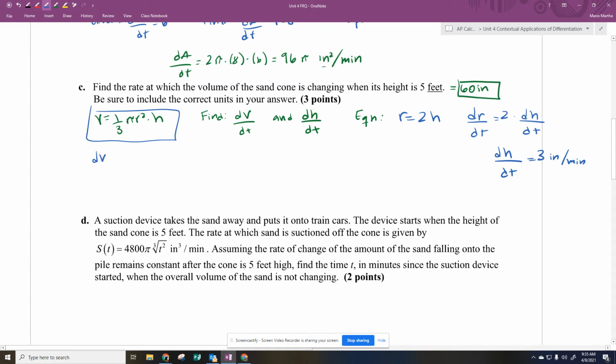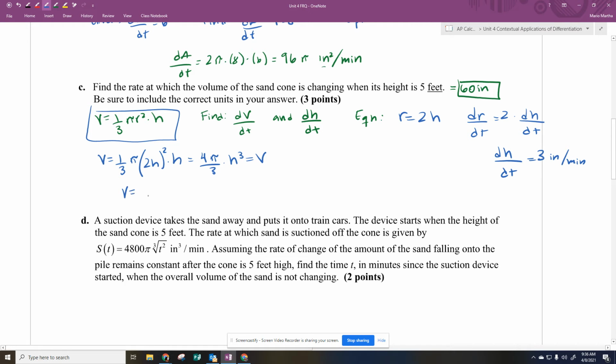So let's do dV/dt. Before that, I want to substitute r equals 2h. So V equals 1/3 pi, and instead of r, I'm going to use 2h times h squared. Then you simplify that a little more. That's going to be 4 pi over 3 times h cubed, and that's our V.